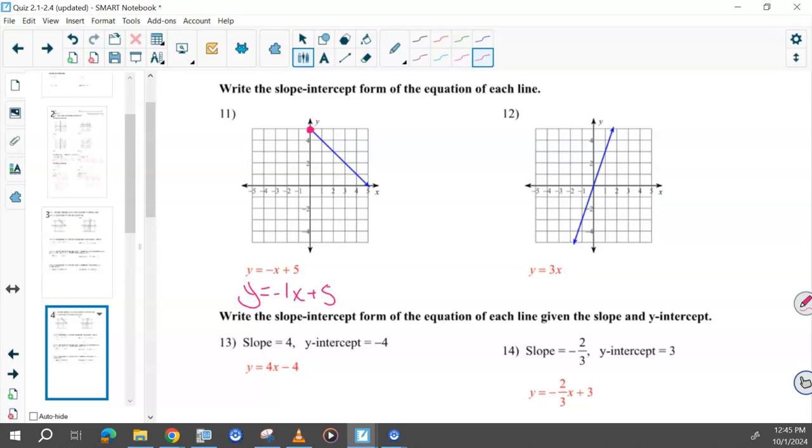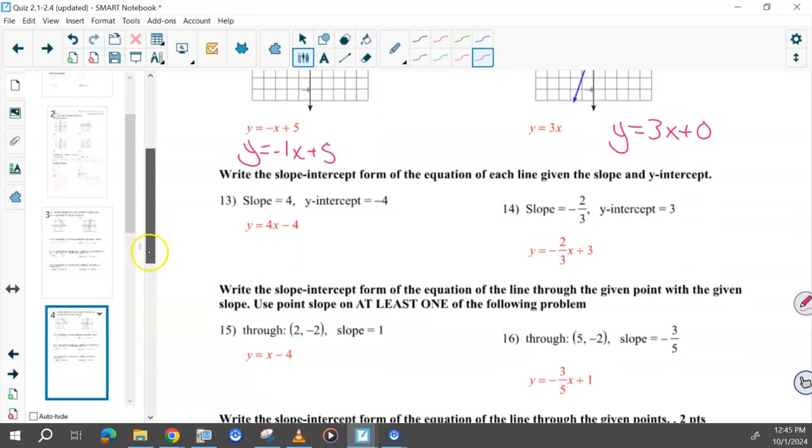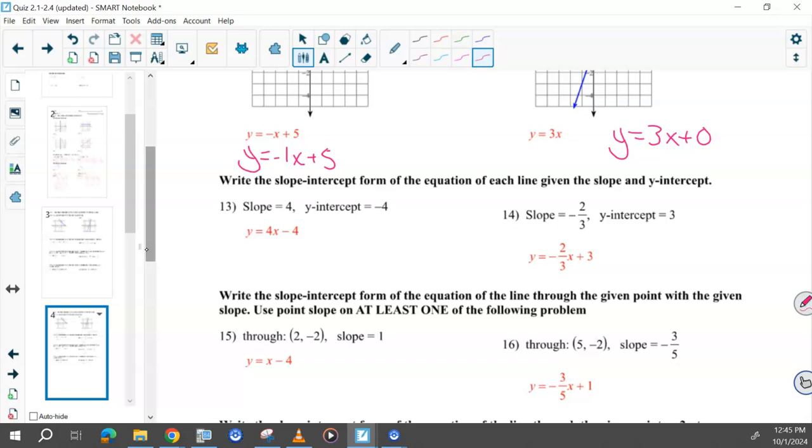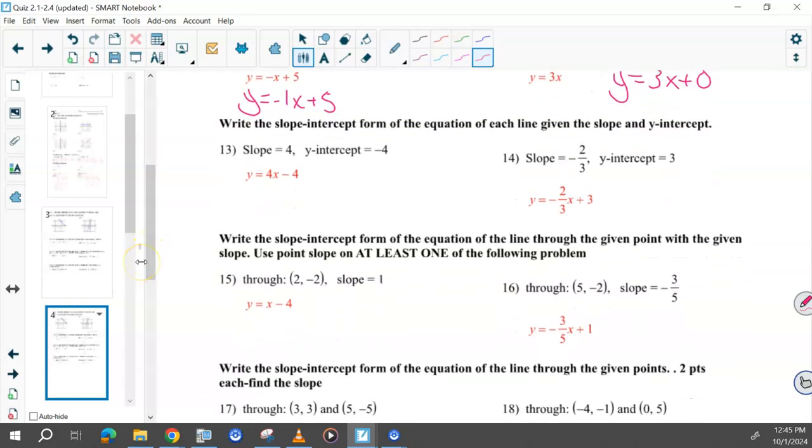For 17, similarly, find the y-intercept which says at 0, count your slope, and then you would have got y equals 3x or y equals 3x plus 0, either or. 13 and 14, it gave you your slope and y-intercept, so similar to this, you just had to write it in slope-intercept form. So y equals 4x minus 4, and y equals negative 2/3 x plus 3. Questions on those before we get into the work ones?